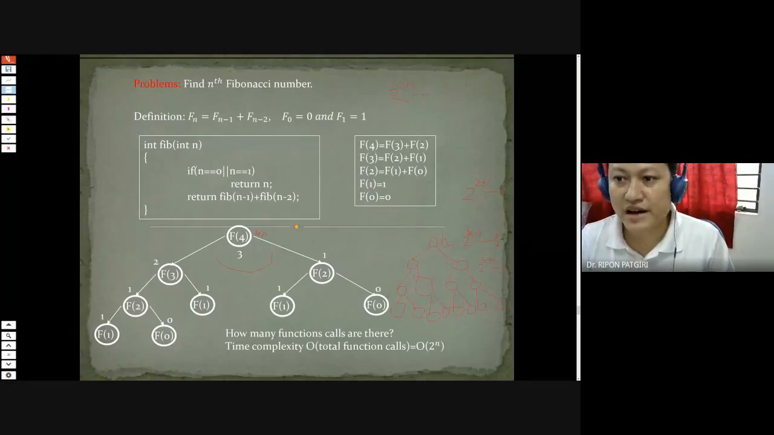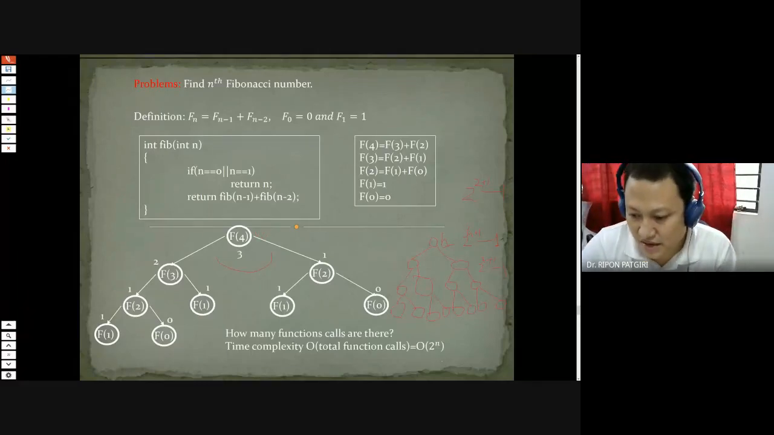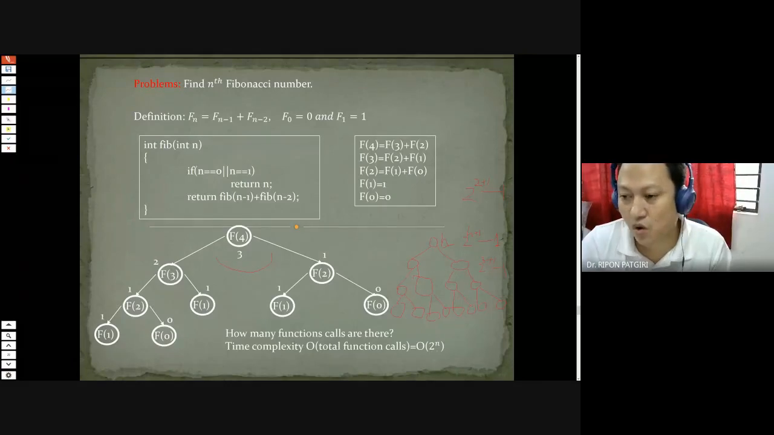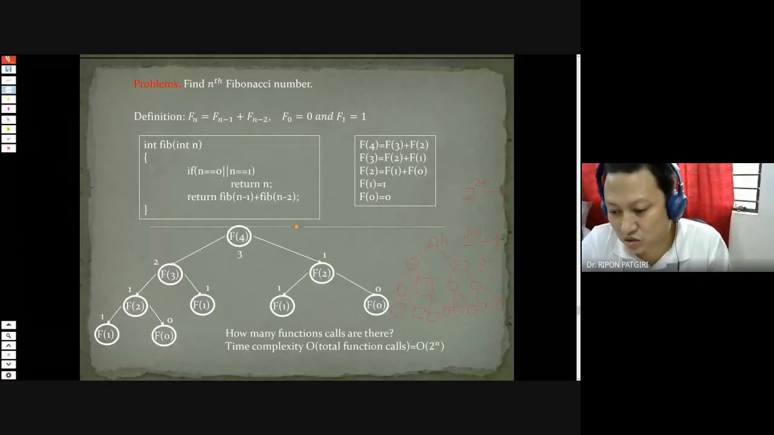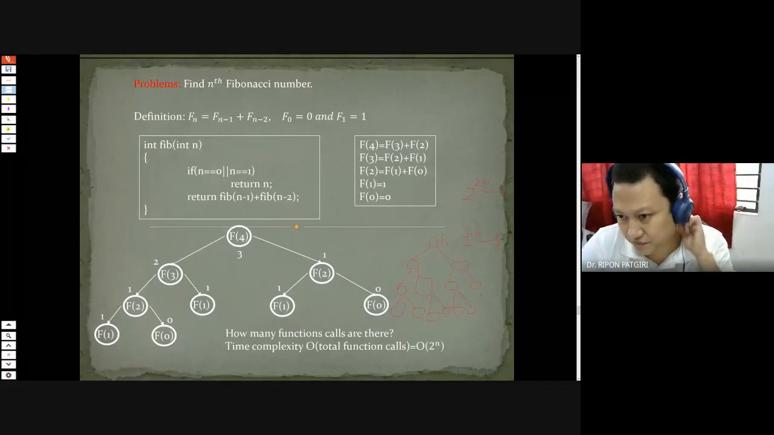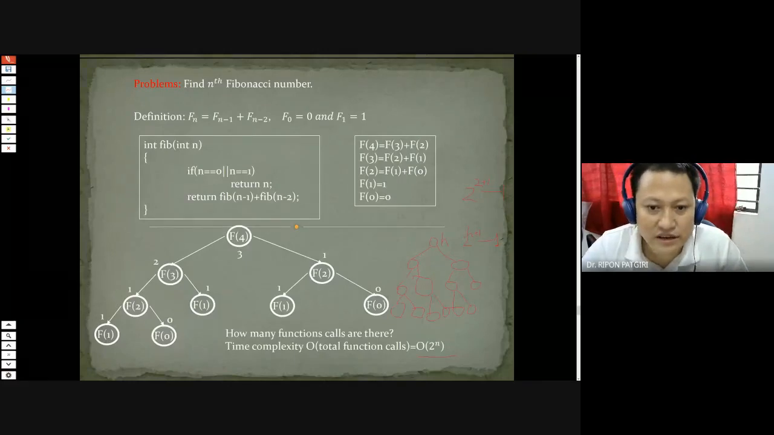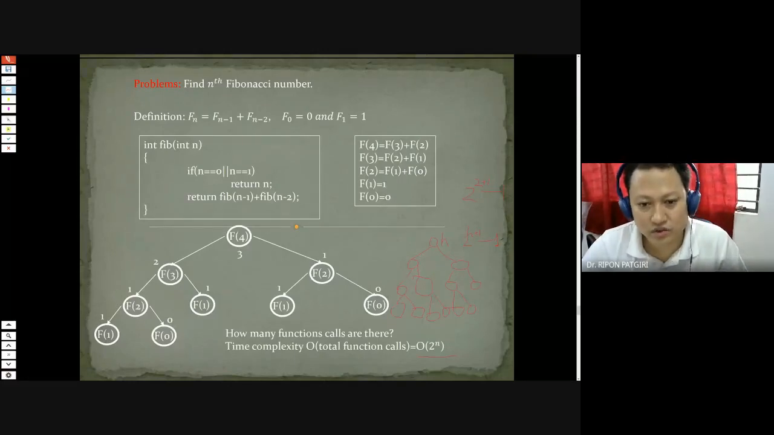So big O of 1 is the best time complexity. In terms of time complexity, if it is large, that means it is slow. If it is small, it is fast. It is much faster. So 2 to the power n is much slower. That's why you are not going to employ this function in real life software.